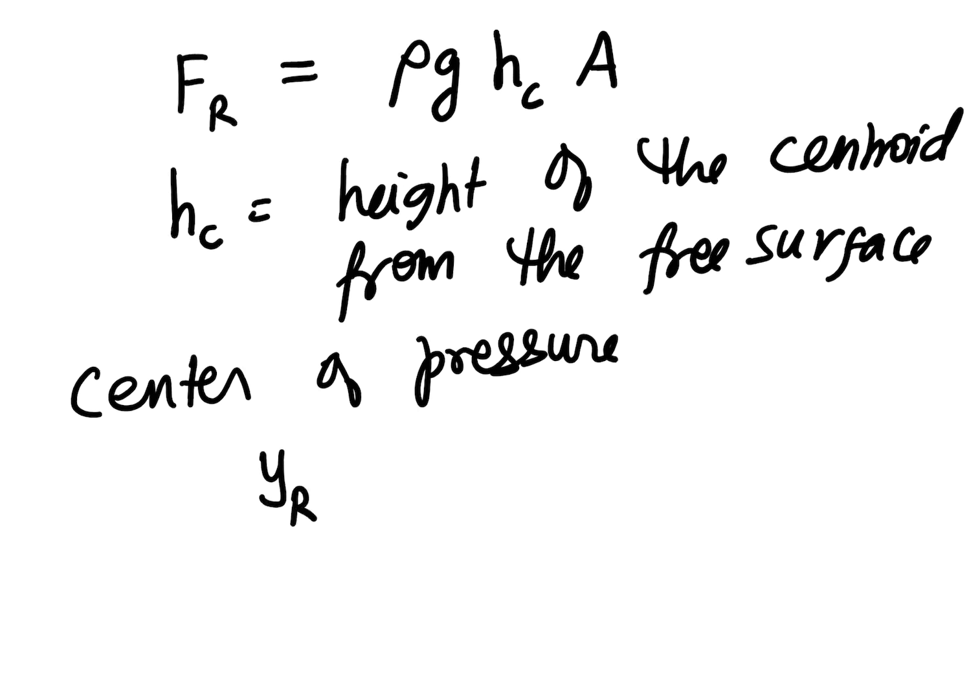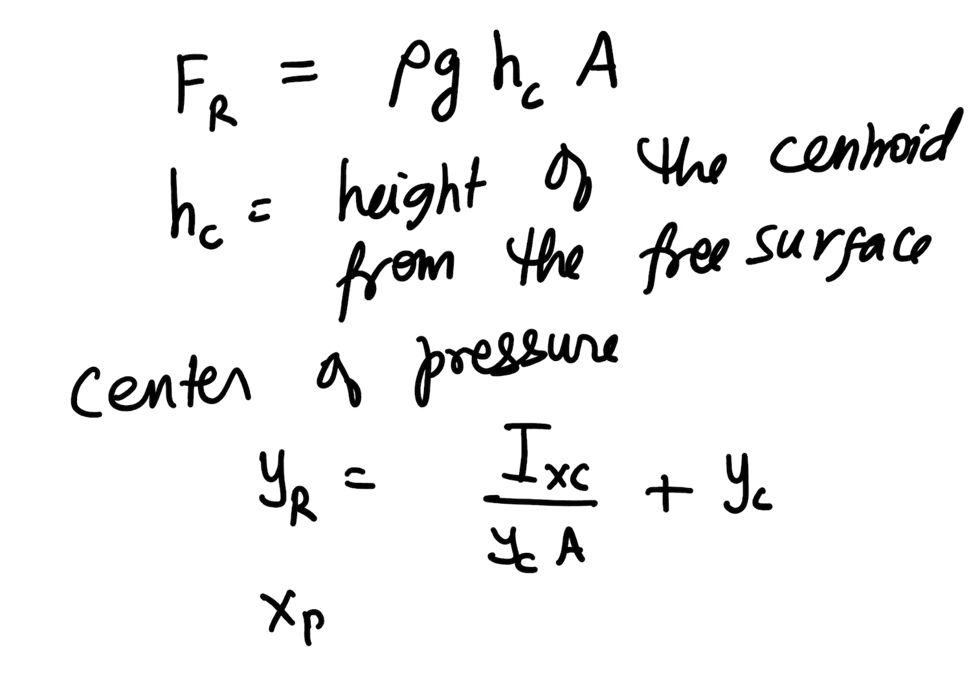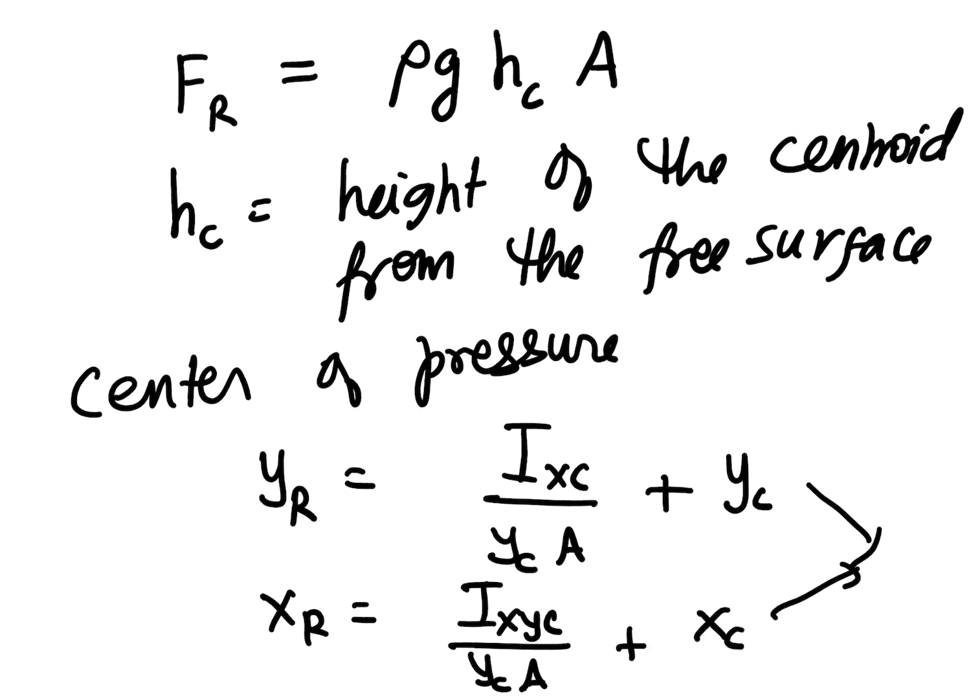And if you go through the derivation, which I'm not going through because the derivation itself is not important, yr is equal to Ixc divided by Yc times A, plus Yc. And xr, the x coordinate of the center of pressure, is Ixyc divided by Yc times A, plus Xc, where Xc and Yc are the coordinates of the centroid.